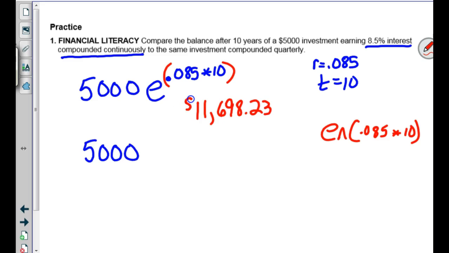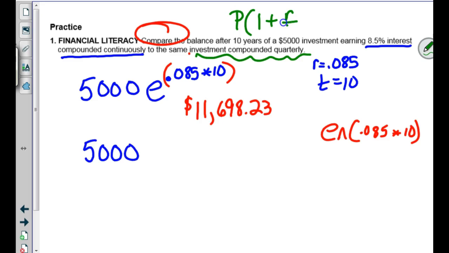Okay. Yeah, we went down to the penny when it's money because we want to know the difference. It says compare to the same investment compounded quarterly. Okay, whole new formula. P, anybody see where it is on the sheet? 1 plus R over N to the NT. Did I get it right? Okay. What is the P? 5,000. That's our present value.